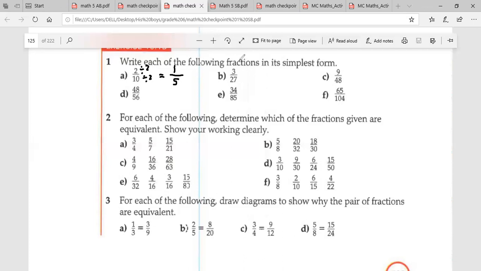Yes, okay. Solve B, 3 over 27. You will divide it by 3, and we get 1 over 9. Here is Abdullah, he knows the common factor. If you can't find the common factor, we can find it from the times table. 3 divided by 3 equals 1, and 27 divided by 3 equals 9.